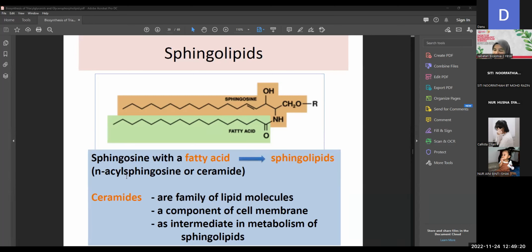Now this is the structure of ceramide. The basic name is N-acylsphingosine. Ceramide is a family of lipid molecules. It's important for cell membrane. It acts as an intermediate in the metabolism of sphingolipid.